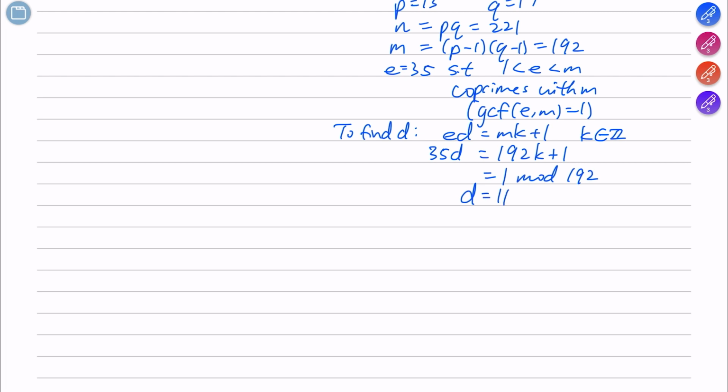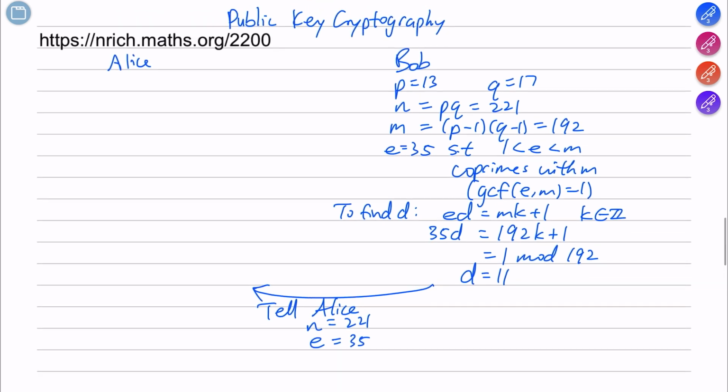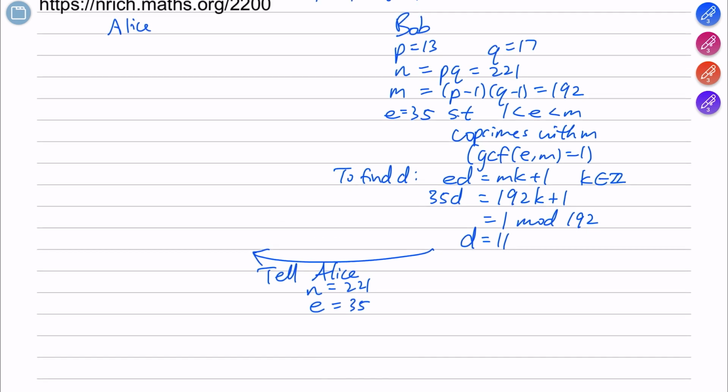So now, Bob will tell Alice only N is equal to 221 and E is equal to 35. And what Alice is going to do is, her original message is 20, 50, 69, 3, 1, 1, 10. So if we label them, we can say C1, C2, C3, C4, C5, C6, and C7. And Alice is going to use the numbers Bob had given her to encode the message into something different. So she does.